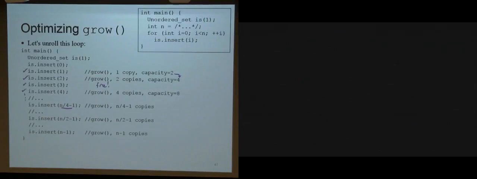Okay, then I make n over 4 minus 1 copies until I get all the way to the end, n minus 1. Do you see how this pattern is a different pattern? There's still a pattern here, but it's a different pattern than the one we saw before. So here's how we solve this.